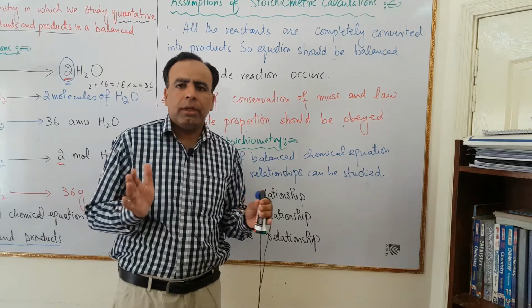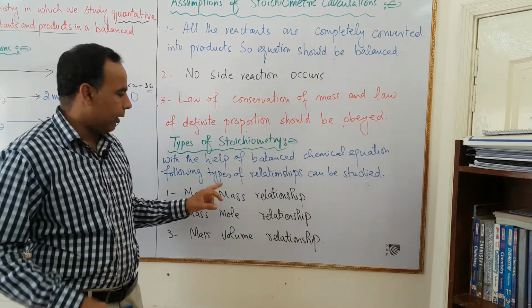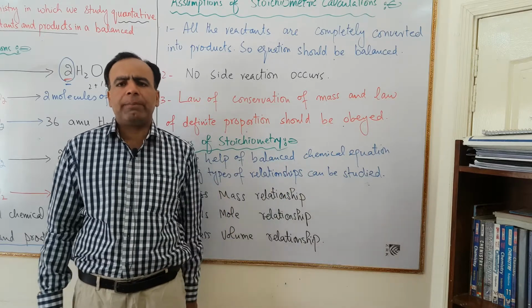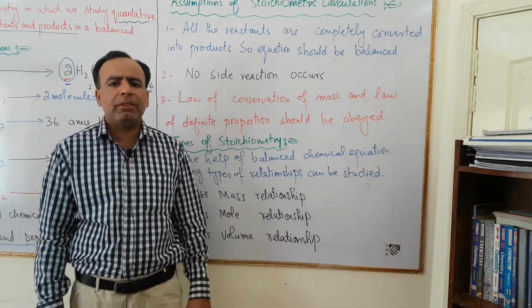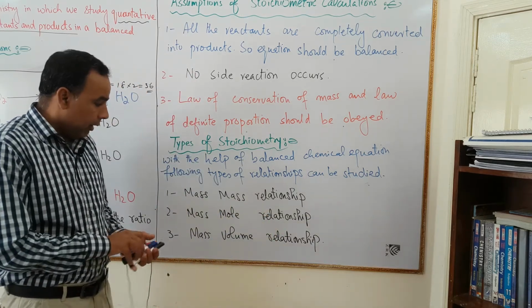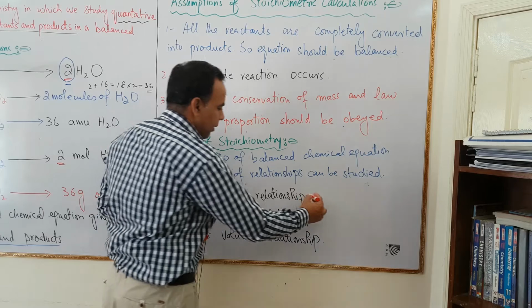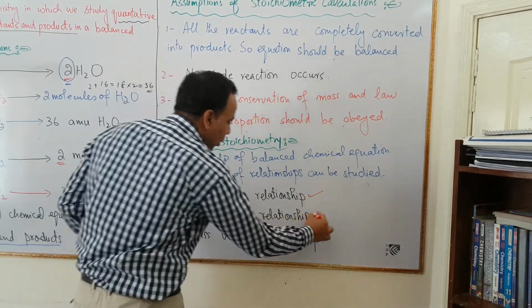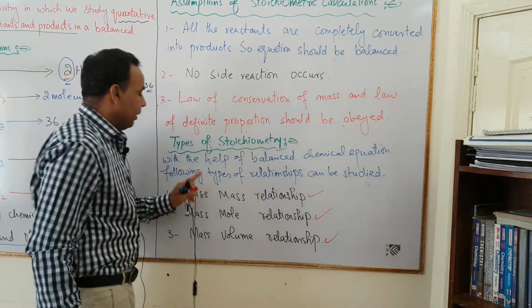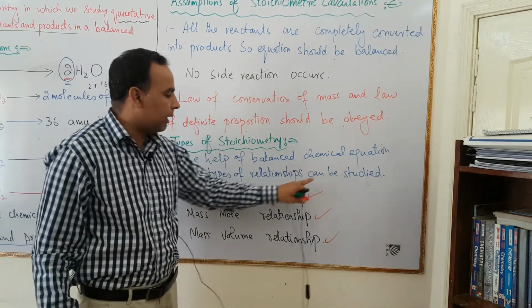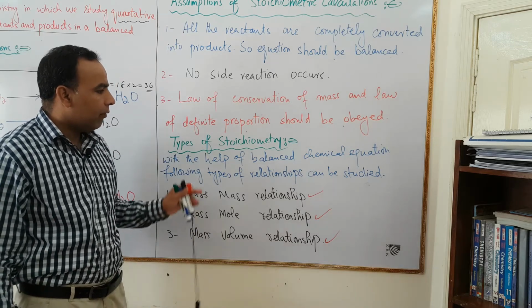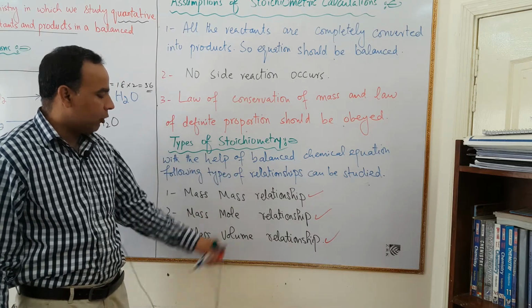Dear students, types of stoichiometry. The following types of relationships can be studied with the help of a balanced chemical equation. What are the relationships? Number one, mass-mass relationship. Number two, mass-mole relationship. And number three, mass-volume relationship. With the help of a balanced chemical equation, we can calculate these relationships.